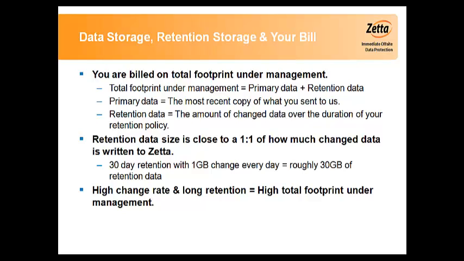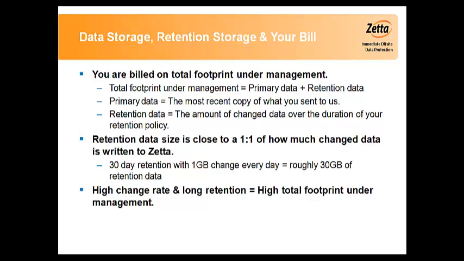The primary data is equal to the most recent copy of what you sent to us. So if you're backing up 100 gigabytes of data, that means your primary data is going to be 100 gigabytes. Your retention data is equal to the amount of change data you have over the duration of your retention policy. The way this works is that your retention data is generally close to a 1-to-1 ratio of how much data you've been writing to Zetta.